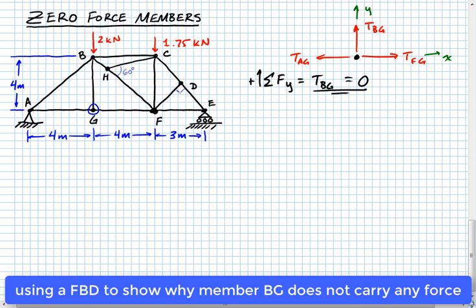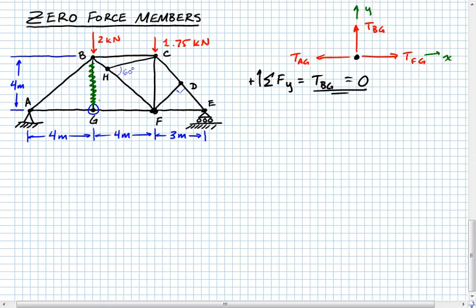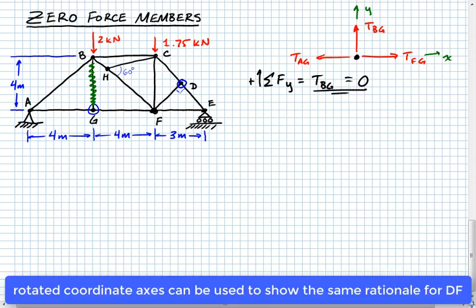Once you find that out, what you can actually do is go in here and eliminate that member. You can go in here and say that member, it's like it's not even there because it doesn't have any force in it. All right. We can actually move on. We can do a similar thing over here at joint D. Think about doing a free body diagram there at joint D. All right, so we'll go ahead and do a free body diagram there.